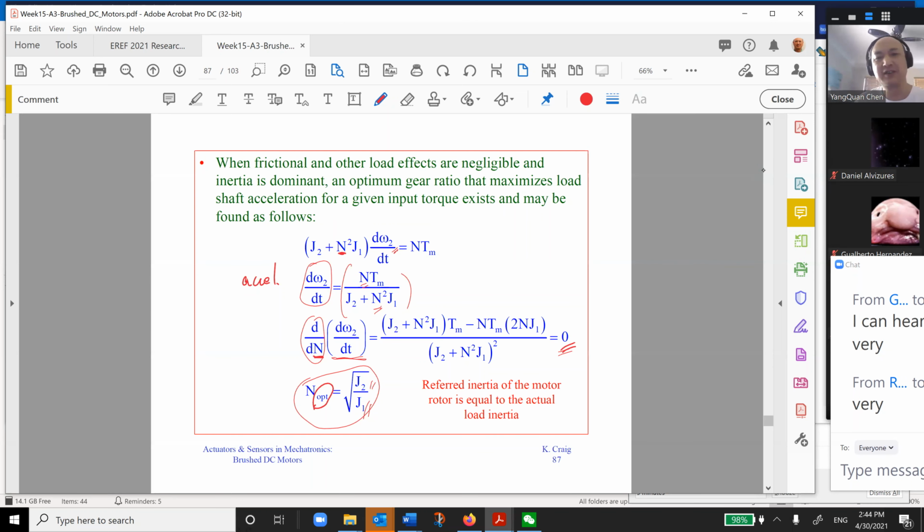If it is direct coupled, N is 1, which is not true. J2 is usually greater than J1. Your load has a much larger moment of inertia. So in this case, better you have a gearbox. Otherwise, the torque will not be able to directly drive the load. So it's kind of like torque amplification.